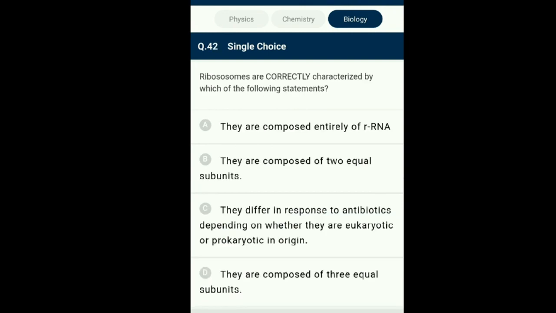Question number 42. Ribosomes are correctly characterized by which of the following statements? Ribosomes are sensitive to antibiotics depending on whether they are eukaryotic or prokaryotic in origin. So that is a correctly matched statement about ribosomes. So the correct option is option C.